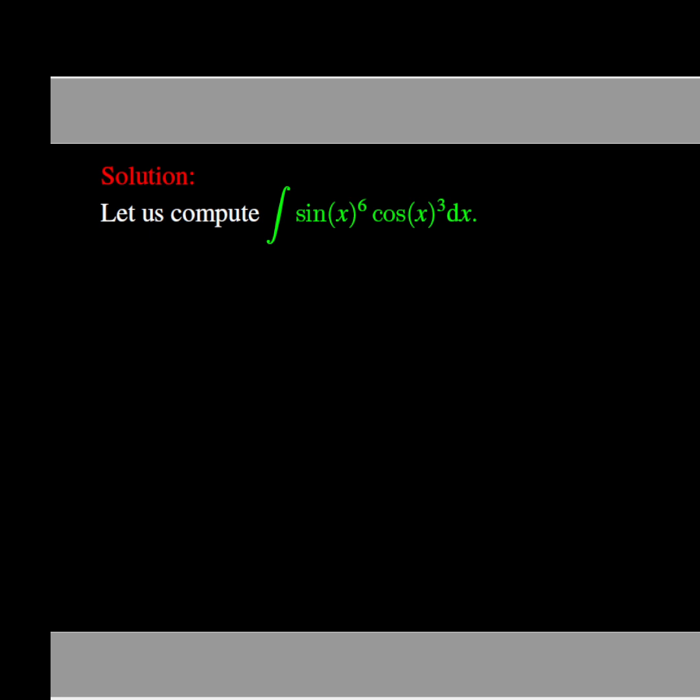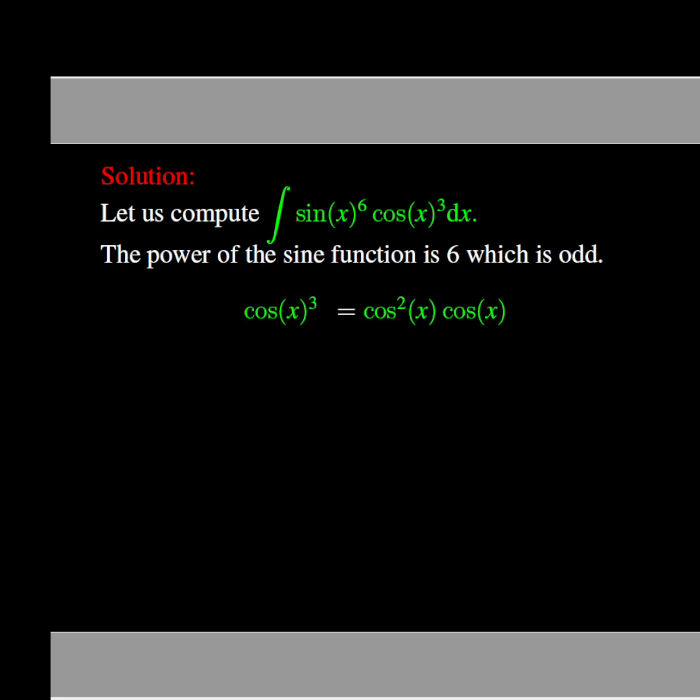The power of the sine function is 6, which is even. And the power of the cosine function is 3, which is odd. Since the power of the cosine function is 3, which is odd, we can rewrite cosine to the power 3 of x as the product of cosine to power 2 of x and cosine of x.